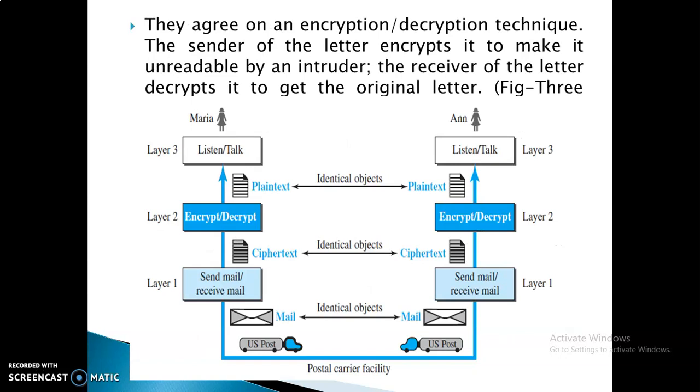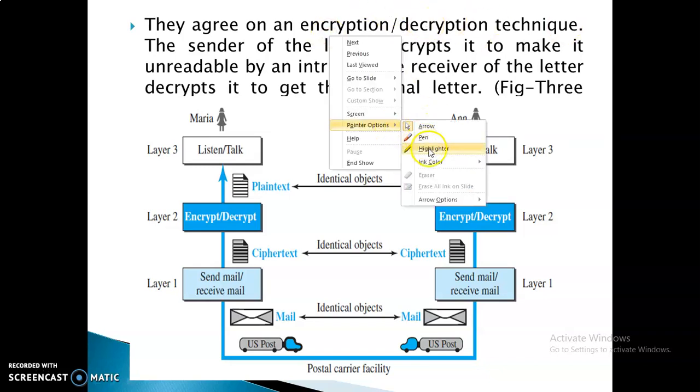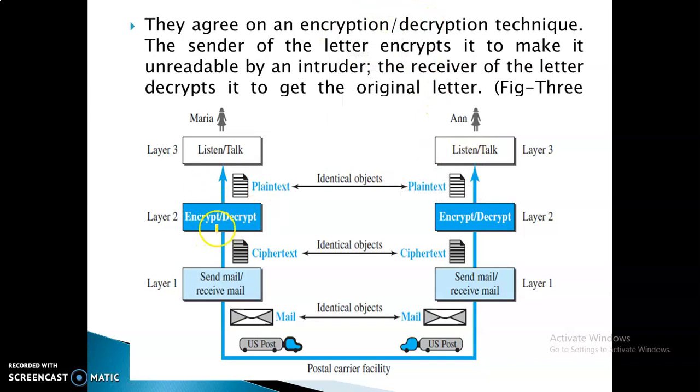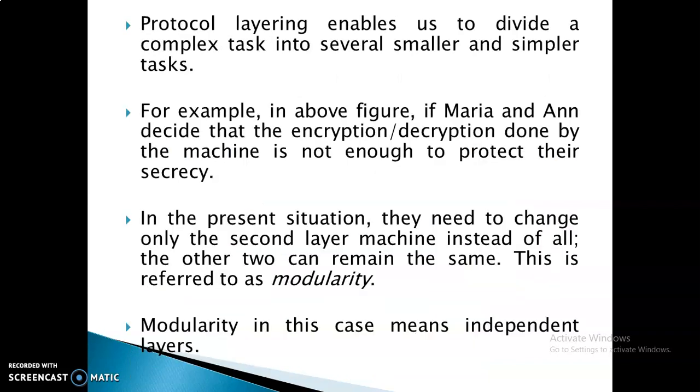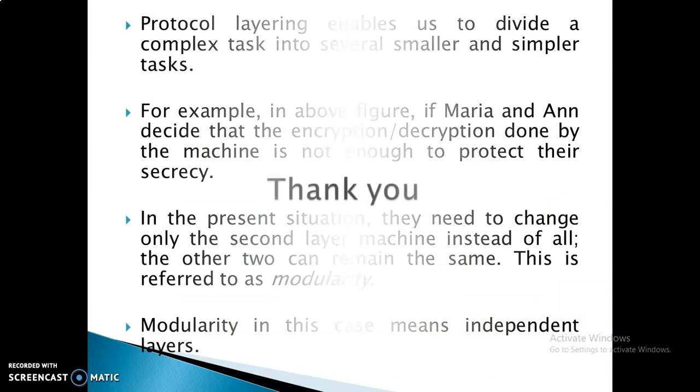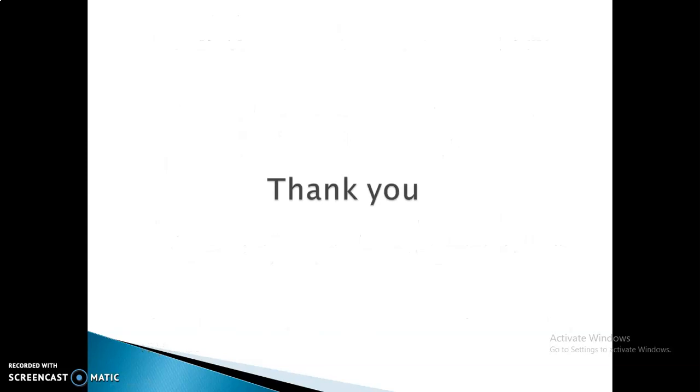Maria and Anne are not satisfied with their encryption and decryption here. They just want to change the encryption and decryption machine. Instead of changing all three layers, changing only the second layer is enough. This is called modularity. Modularity is nothing but independence of layers. So here we have discussed protocol layering. Thank you.